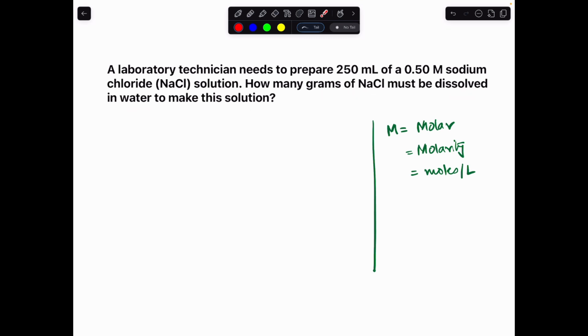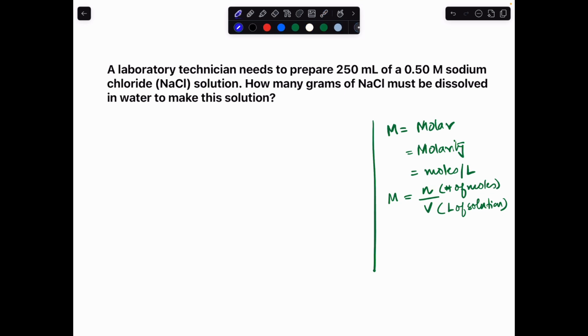First of all, we need to understand what exactly molarity is. Molarity is equal to the number of moles, n, over the volume in liters. So that n is the number of moles, and that is the volume in liters of solution. To do this problem, the first thing we need to do is calculate, based on the molarity and the volume given to us, the number of moles.